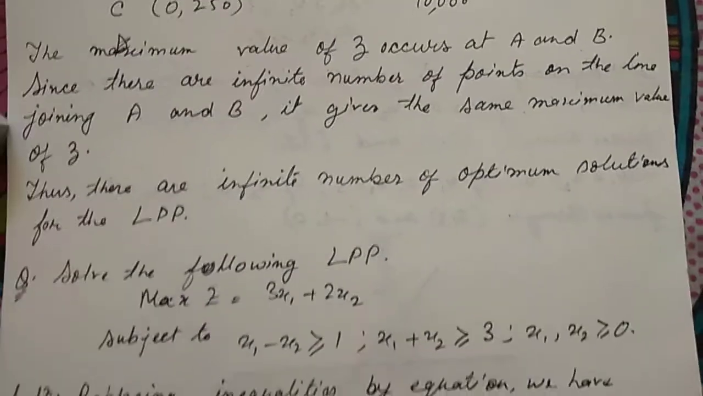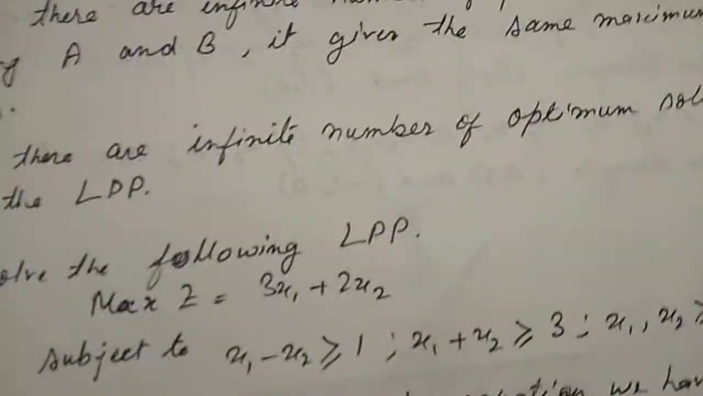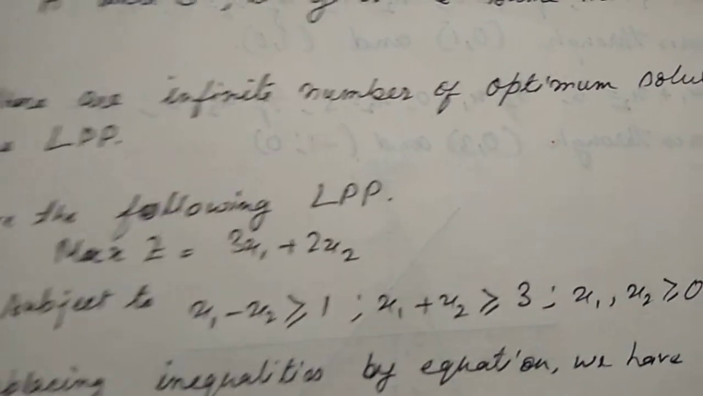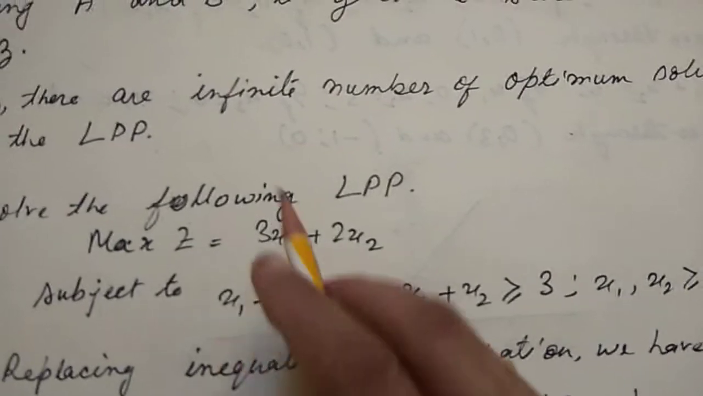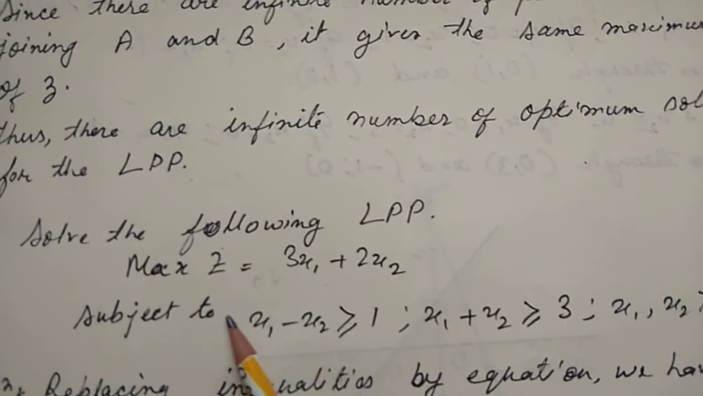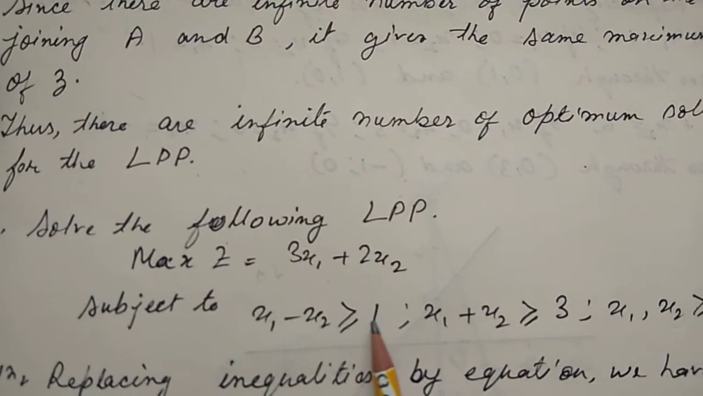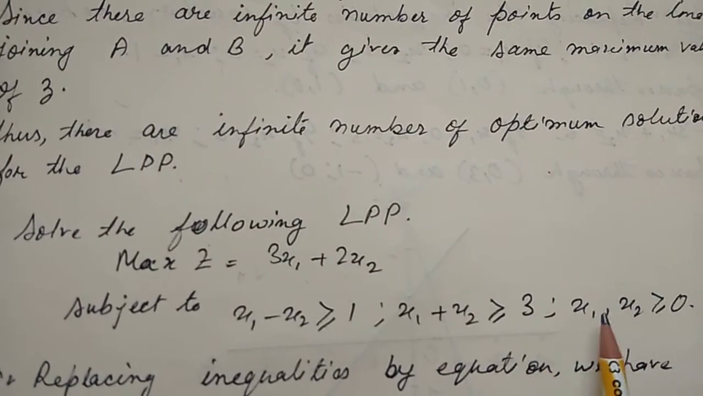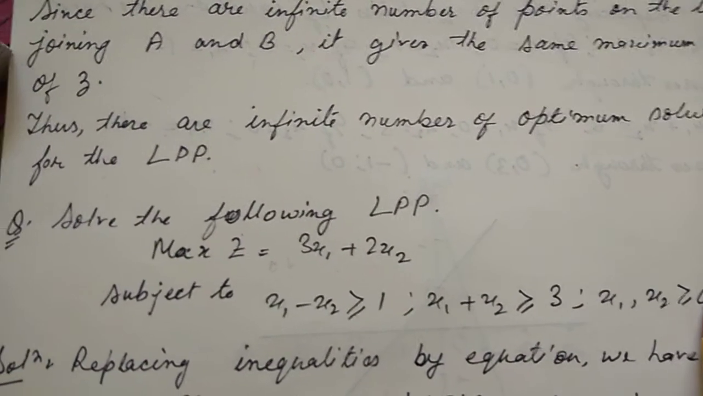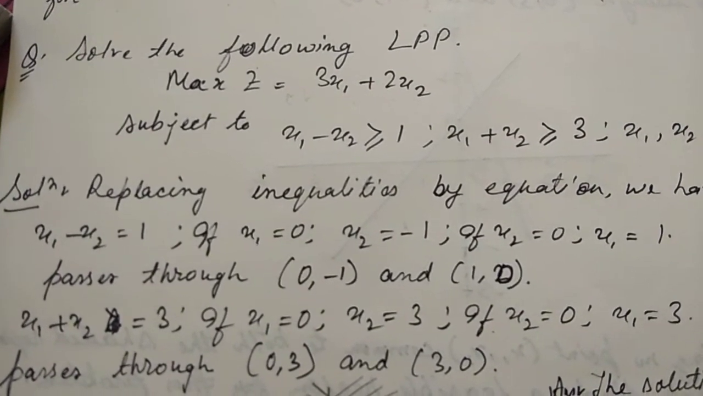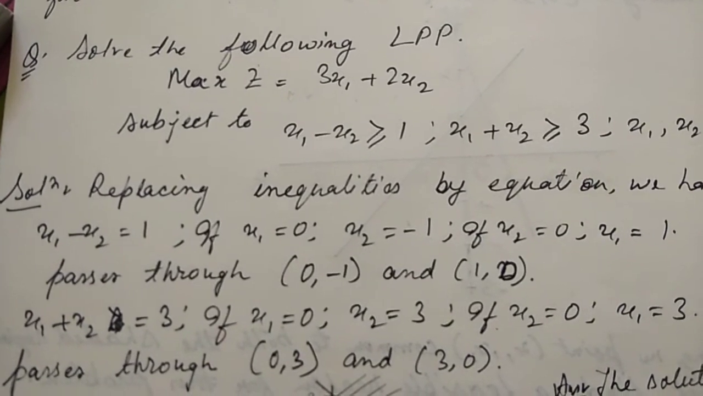Now, I will show you another form. This sum I have taken up because it will result in another special solution. It is: maximize z equals 3x1 plus 2x2, subject to x1 minus x2 greater than or equal to 1, x1 plus x2 greater than or equal to 3, and x1 and x2 greater than or equal to 0. Now, following the general rule, we will replace the inequalities with equations and find out the points through which the straight lines will pass.